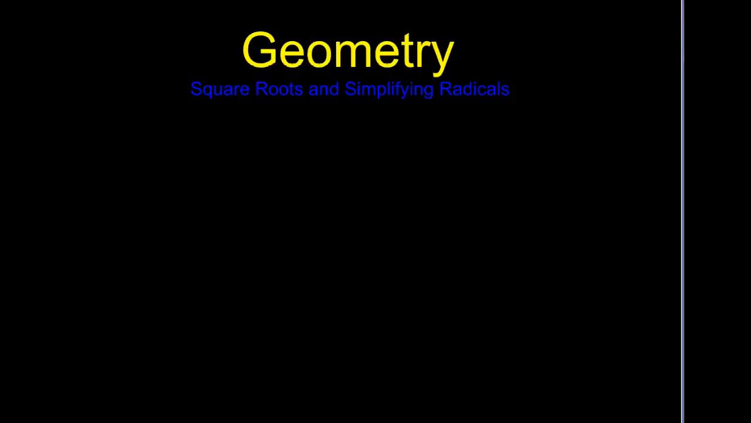Hey guys, this is Coach Lowe, and we're going to talk a little bit about square roots and simplifying radicals. This is our last section in our review chapter. This is section 9, and then we'll get started on some geometry stuff in the next recording.